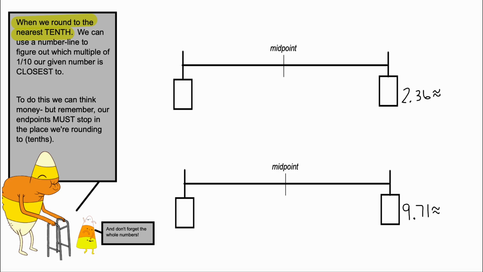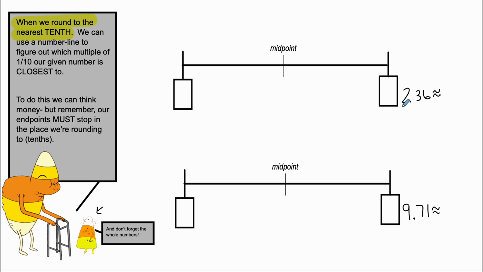When we round to the nearest tenth, we can use a number line to figure out which multiple of 1/10 our given number is closest to. To do this, we can think about money, but remember, our endpoints must stop in the place we're rounding to, the tenths. All right, so let's start. We have 2 and 36/100. We want to round that to the nearest tenth. And little candy corn over here is saying, don't forget the whole numbers.